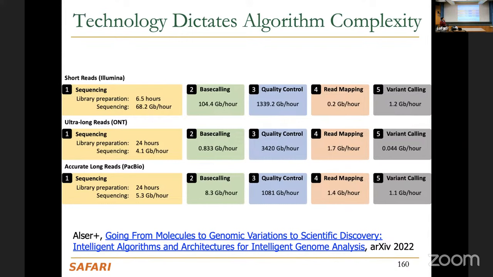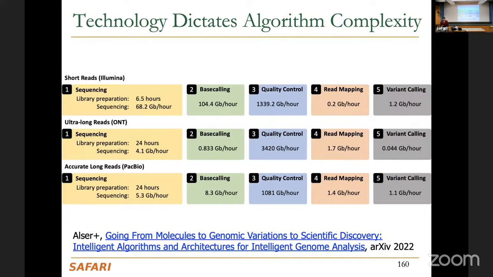And maybe to put some more concrete numbers here, this is a throughput number from the Illumina sequencing machine. It can generate data up to 68.2 gigabases per hour, whereas the read mapping can be extremely slow, leading to 0.2 gigabase per hour analysis, let's say. So you can see the literal bottleneck over here across the pipeline.